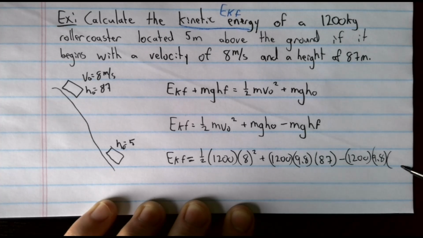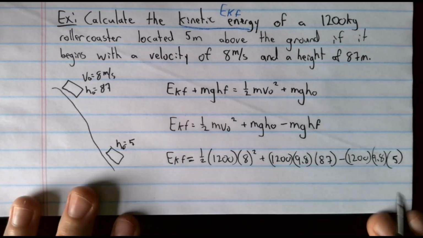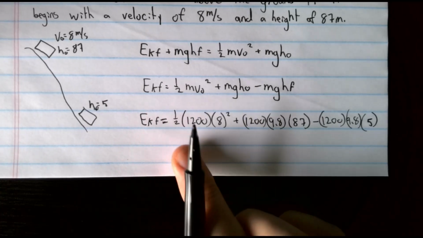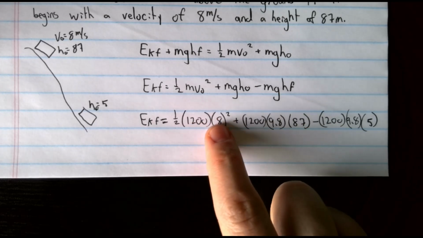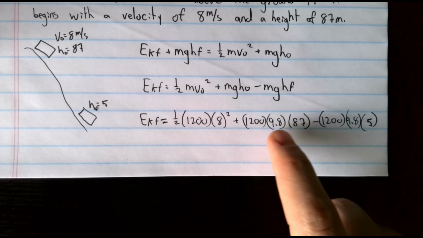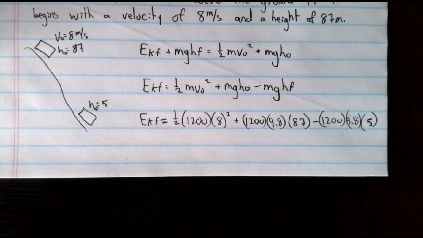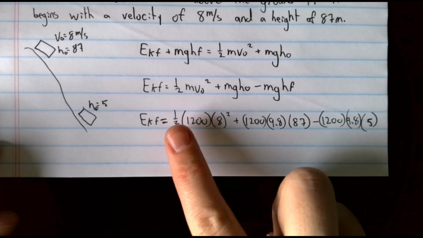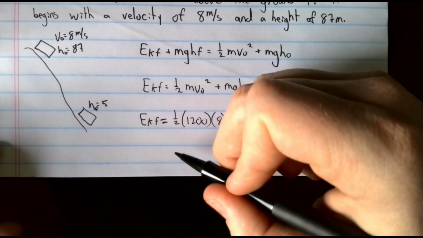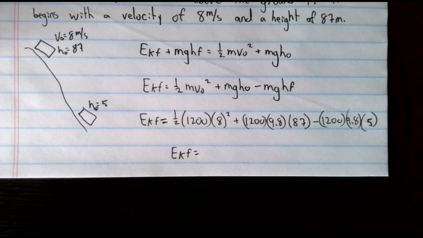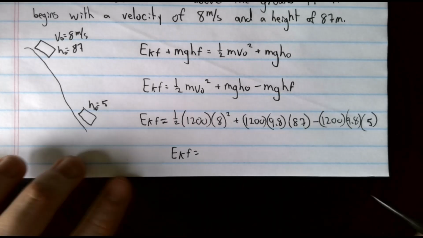Now make sure you know where each of these variables comes from. Make sure you know what each of these letters means. Here's what we have all together. EKF equals 1/2 times 1200 times 8 squared plus 1200 times 9.8 times 87 minus 1200 times 9.8 times 5. The cool thing about this is we could drop all these parentheses as long as we do our multiplication signs. You could type that in your calculator all at once and you should get a very large number, about 1 million joules.